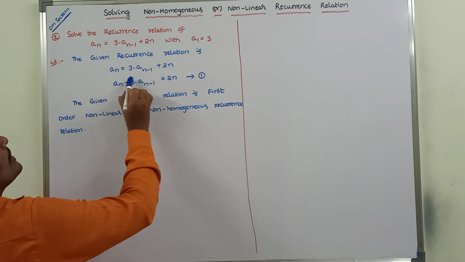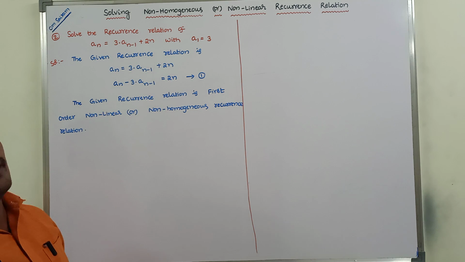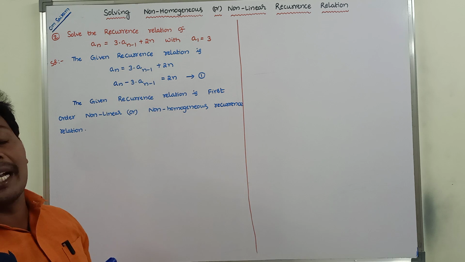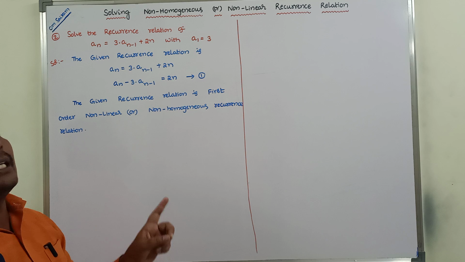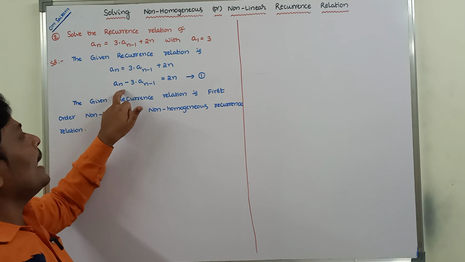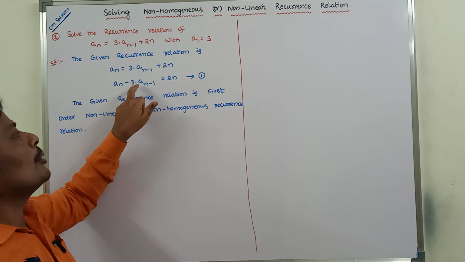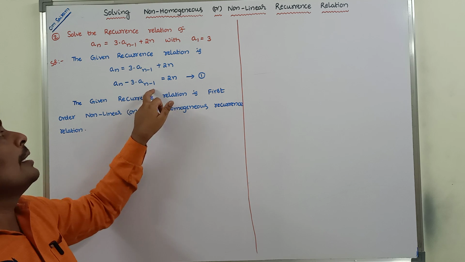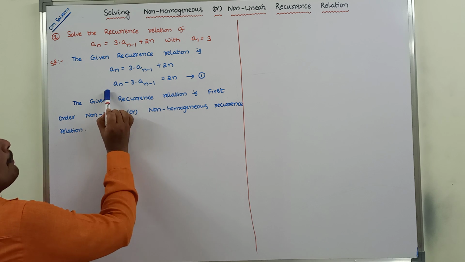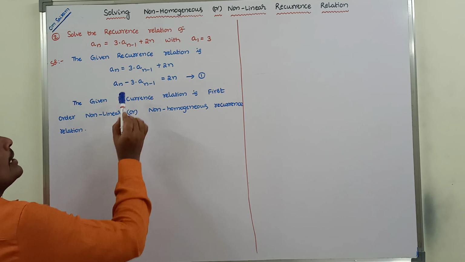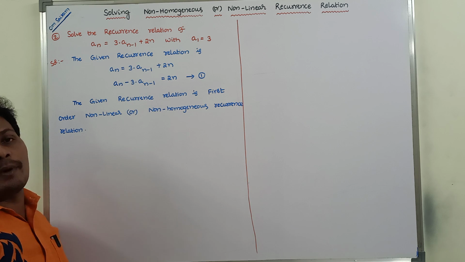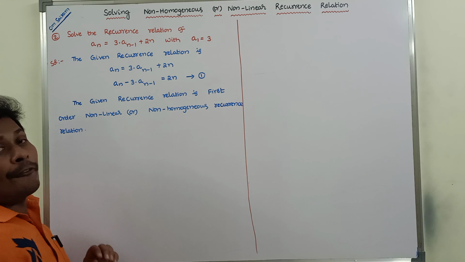So the given recurrence relation is this one. Now I am sending 3 into a suffix n minus 1 from the right hand side to the left hand side. Now it becomes a suffix n minus 3 into a suffix n minus 1 is equal to 2n. So this is c power n into a suffix n minus c power n minus 1 into a suffix n minus 1 is equal to f of n.